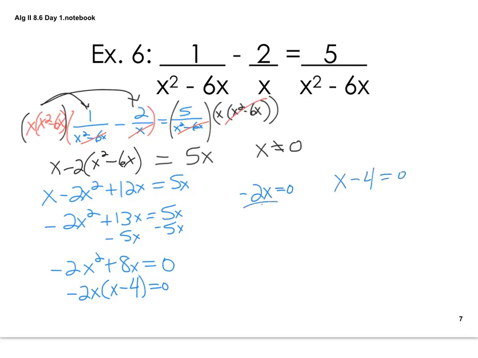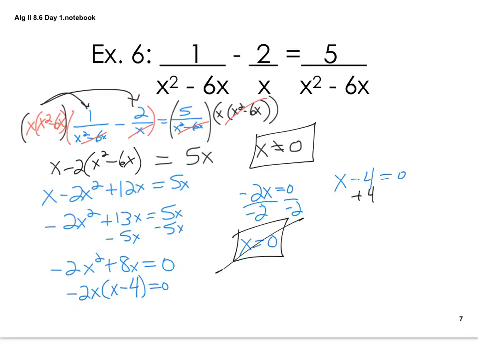Okay? So I can divide both sides by a negative 2 here, and I would get x is equal to, well, 0. And folks, that can't happen. We discussed that right up here. That's one of our extraneous solutions, so that one cannot occur. And then we simply have x equals 4 that can occur. All right, and so folks, that's our answer.